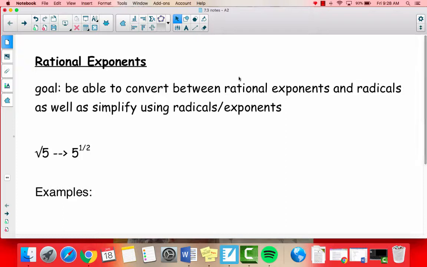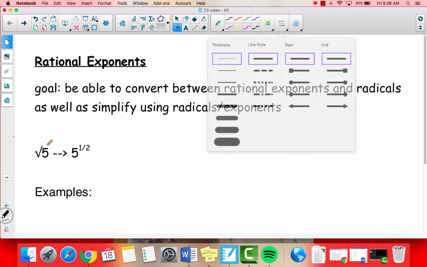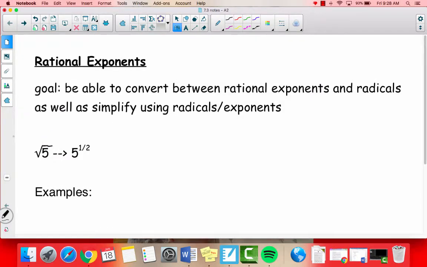I'm going to start off with a basic example here. Here it says we got the square root of 5, and the key thing you need to know is that you can rewrite a radical in exponent form by just using the index and the exponent. So a square root technically has a 2 here, which means we could rewrite the square root of 5 as 5 to the 1/2. So these are equivalent, they're just written in two different ways, the radical form and the exponent form.